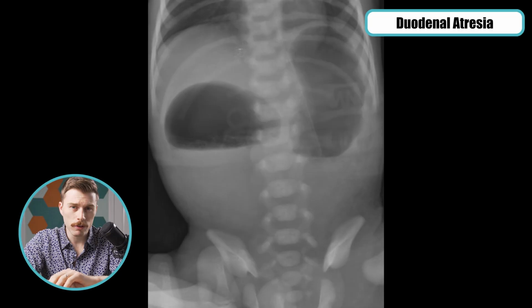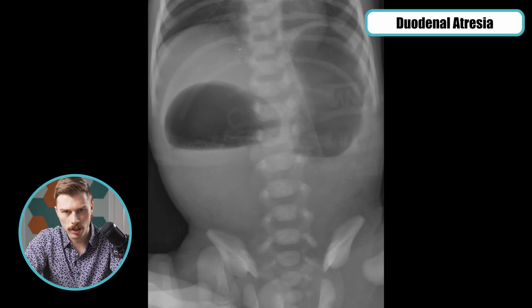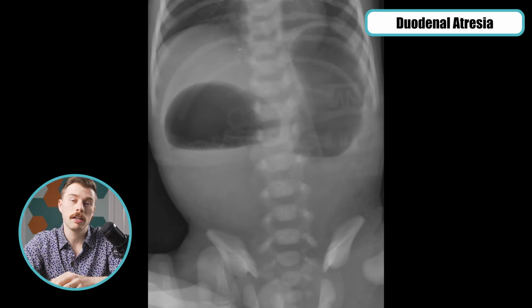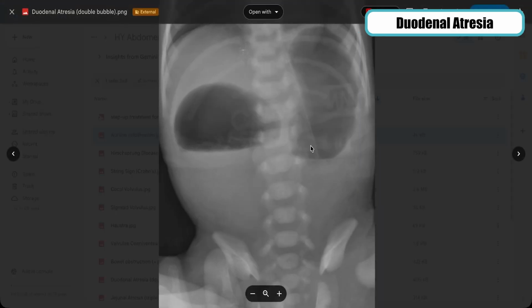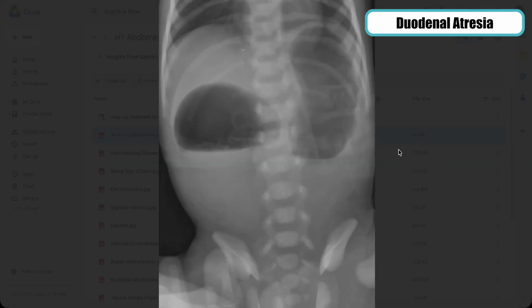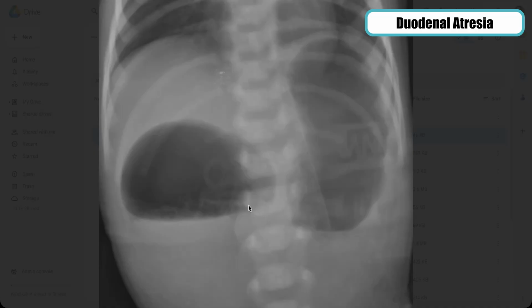If the duodenum never forms a hole in the middle during development, you end up with duodenal atresia, which creates a complete bowel obstruction. It's strongly associated with Down syndrome, so make sure you've got that in an Anki card. Here we've got two large lucent areas towards the upper abdomen. This is classic for your double bubble sign. So there's an obstruction in the duodenum.